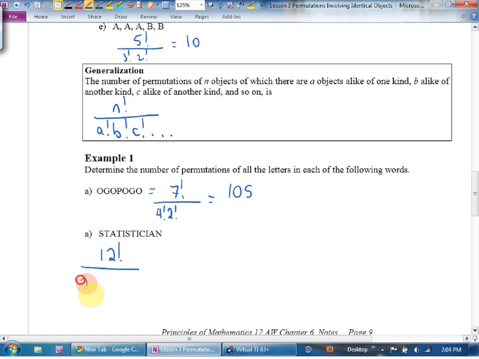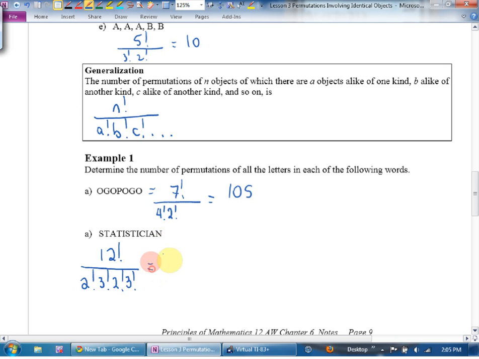Two S's, three T's, two A's, three I's. S's I did, T's I did, I's I did, one C, I's I did, A's I did, one N.